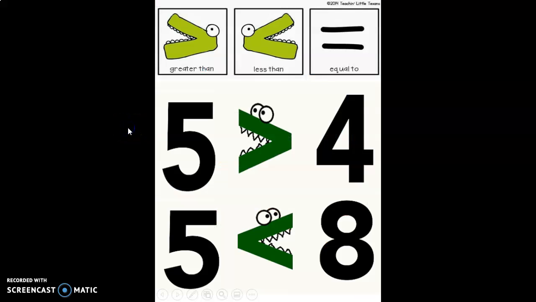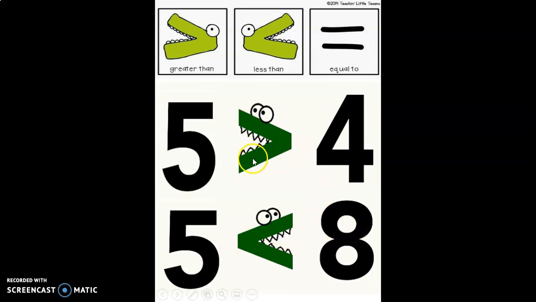Next page. This is an example. I just want you to know the difference between greater than, less than, and equal to. So here are some examples. 5 is greater than 4. And here, 5 is less than 8.